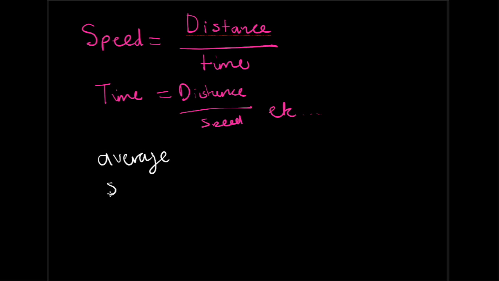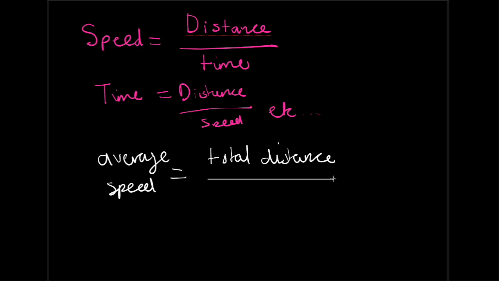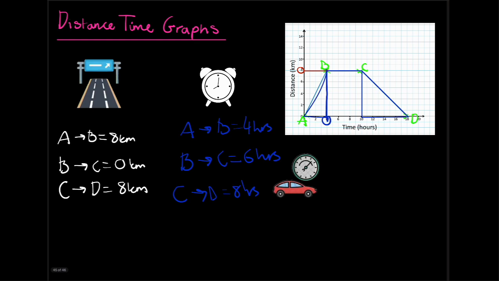And the average speed actually equals the total distance travelled divided by the total amount of time. So that's the average speed. So let's refer back to our working here, as we need to find this.